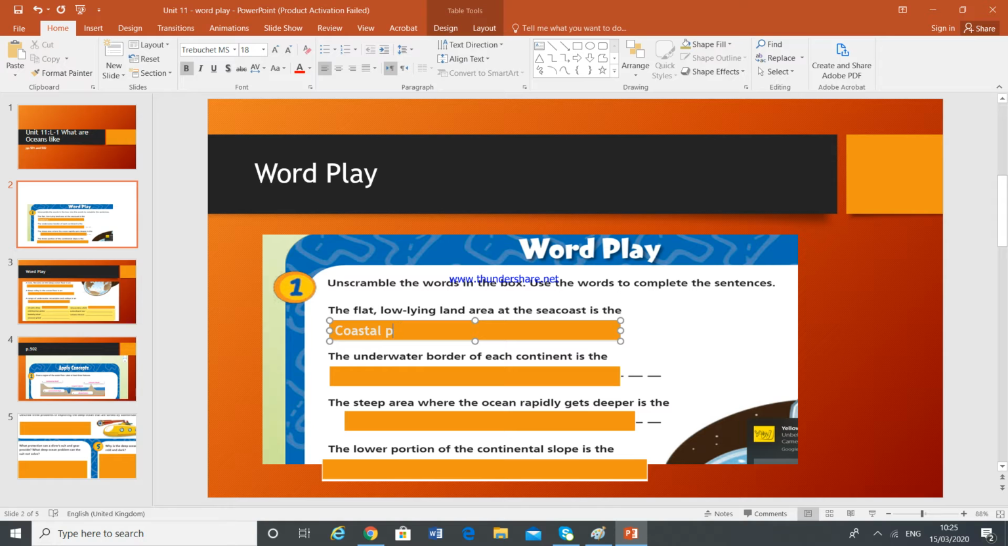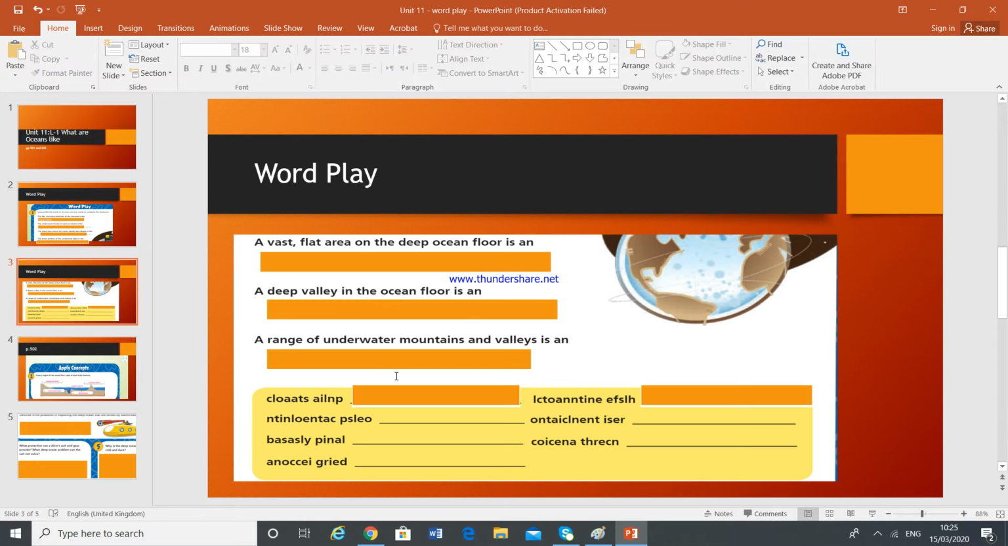So it's coastal plain. I told you, remember the word flat. Which landform forms with a flat, low-lying land area? It's plain. And we are talking about oceans, so it has to be coastal plain.